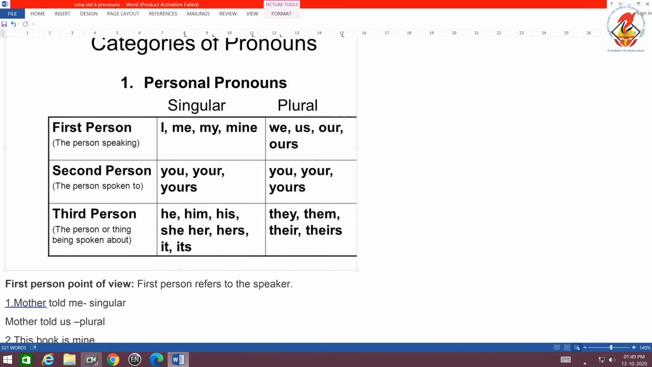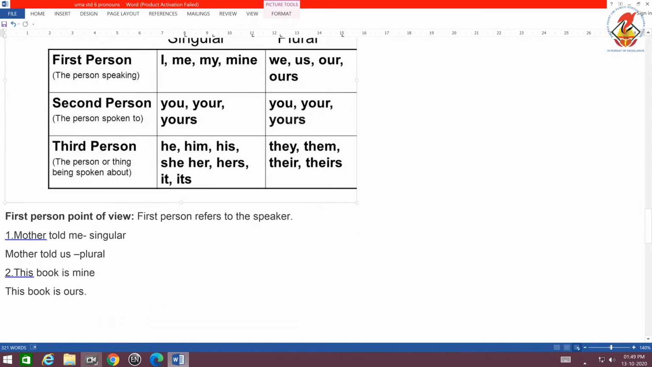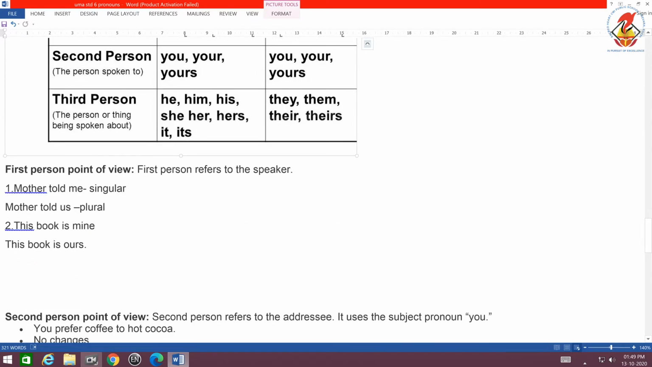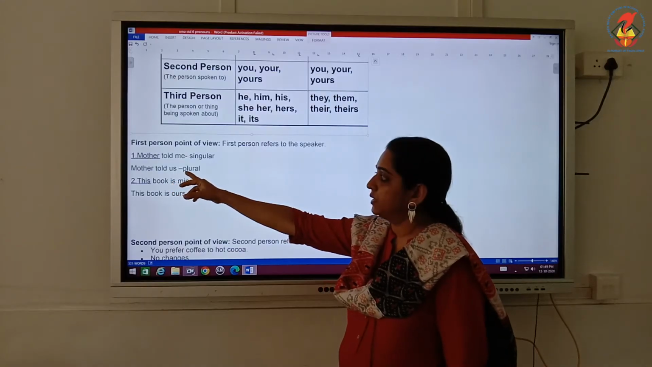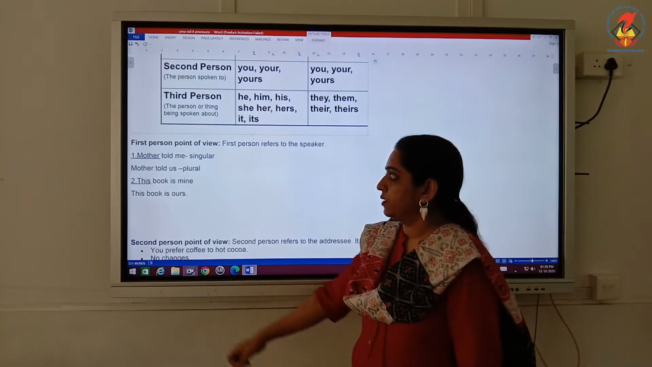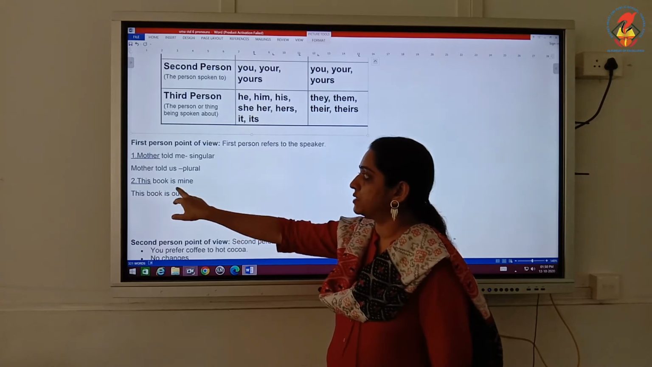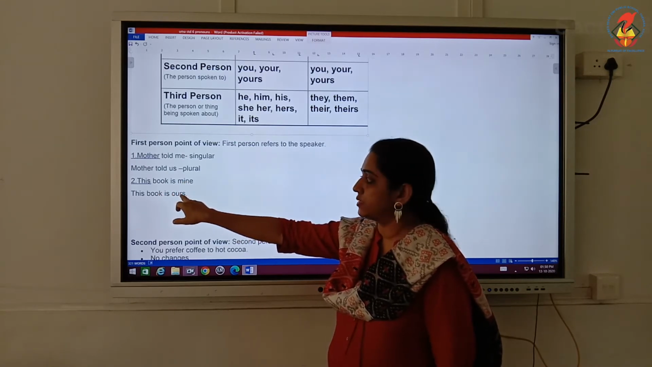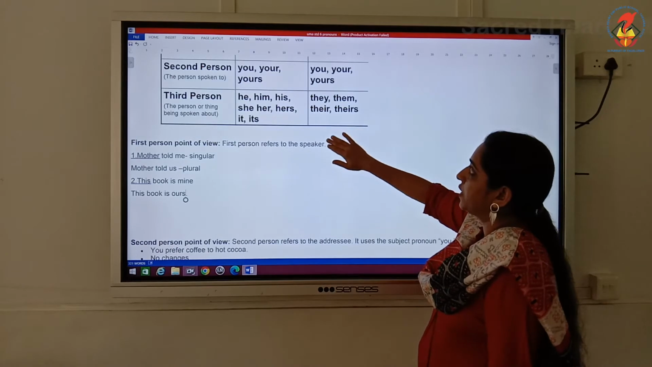Now, see the other example, so it will be more clear. First person point of view. First person refers to the speaker. We already studied that. Mother told me. So, here mother told me becomes mother told us. When you change me, what is the plural of me? Us. Then this book is mine. So, how will you write this book is ours? Mine becomes ours, plural.